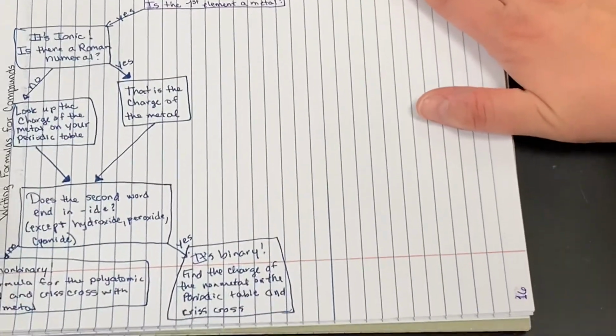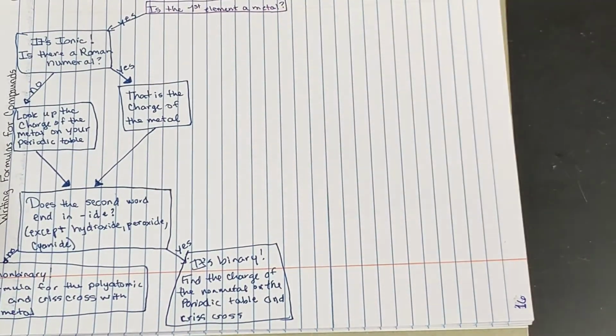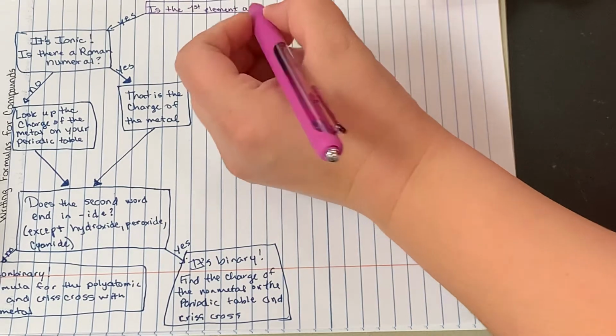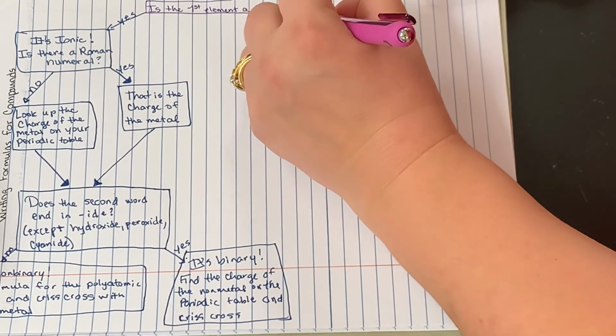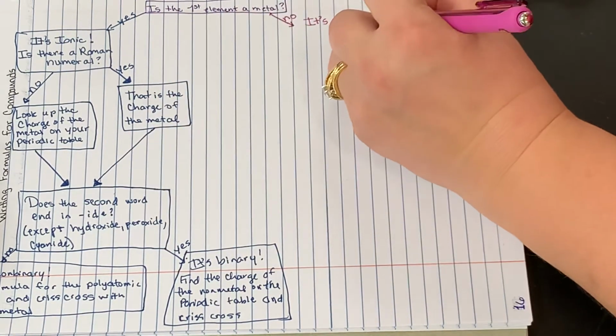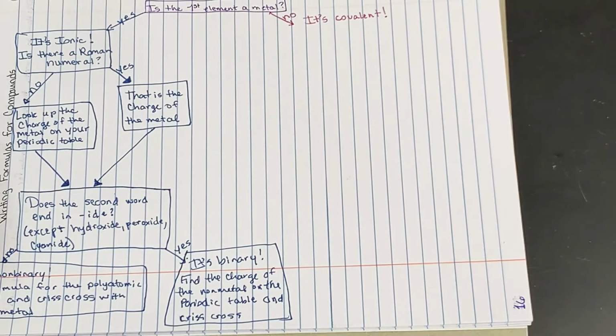So let's hop over to the other side of this equation and let's talk about what if the first element is not a metal. Then this substance is going to be covalent. Now, if it is covalent, we need to decide whether or not it is an acid of some sort or it is a binary covalent. So what would be the most important thing to ask ourselves when we're looking at the name of a compound in order to determine whether or not it's an acid or a binary compound?